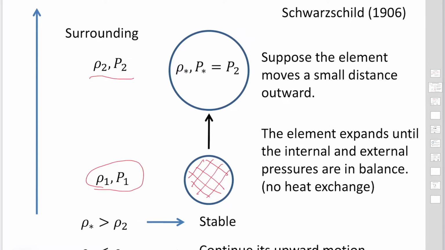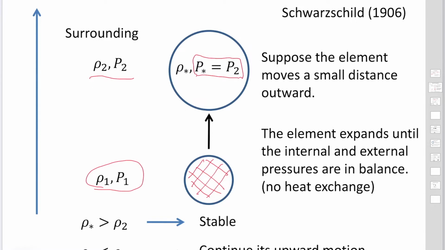Suppose the element moves a small distance outward. The element expands until the internal and external pressures are in balance. There is no heat exchange between the inside of the element and the outside of the element. Dynamical equilibrium is easily maintained, so the pressures become equal. So P* is equal to P2.